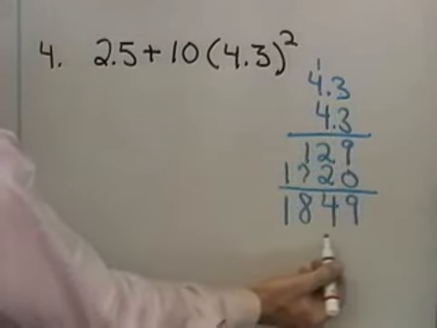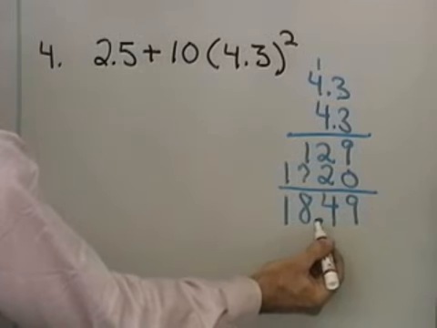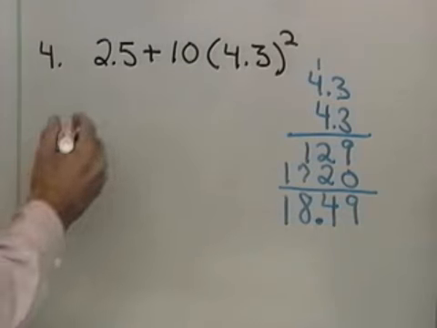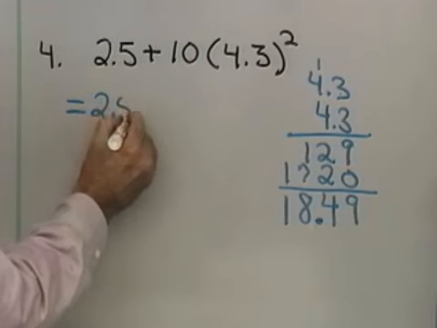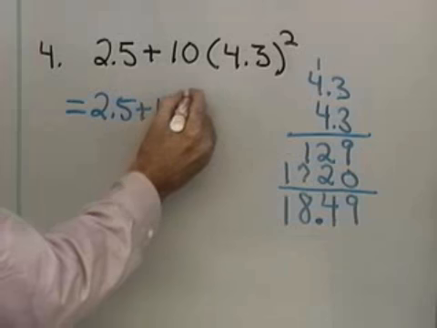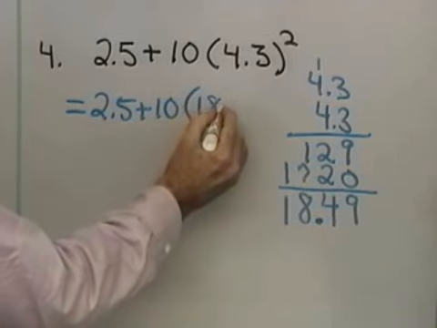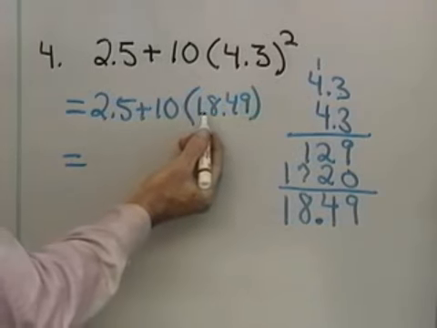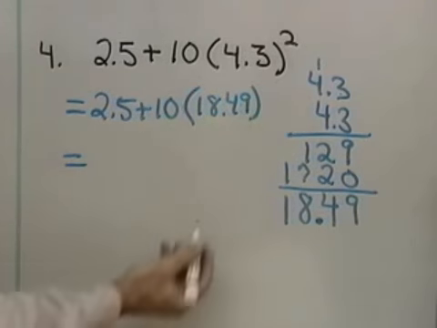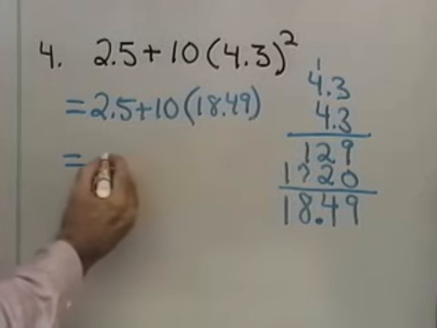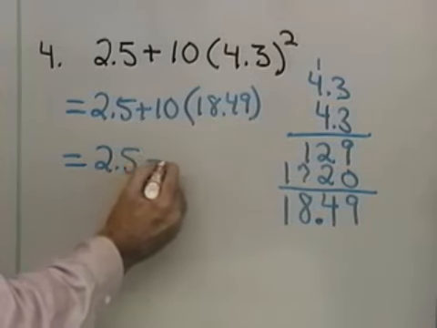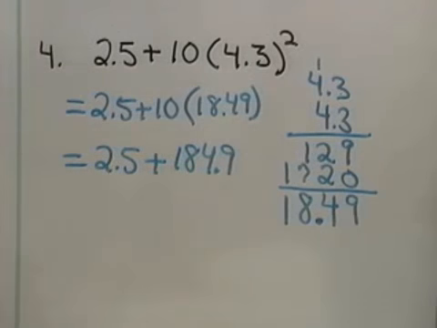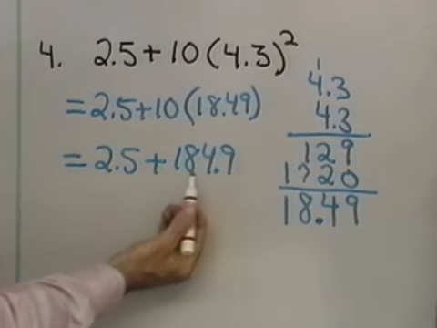2 digits to the right of the decimal point in the numbers I multiplied to get this, so 2 digits to the right of the decimal point here. Now I can change my problem to 2.5 plus 10 times 18.49. Now when I multiply 10 times 18.49, I'm simply going to move that decimal point one place to the right. So this is going to be 2.5 plus 184.9. Now, to add these two numbers right here, I would line up the decimal points.